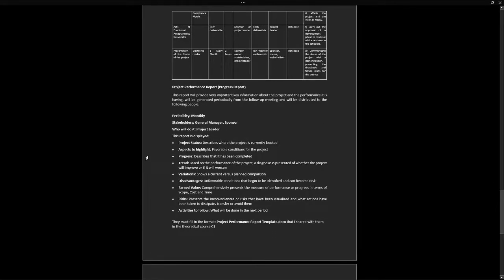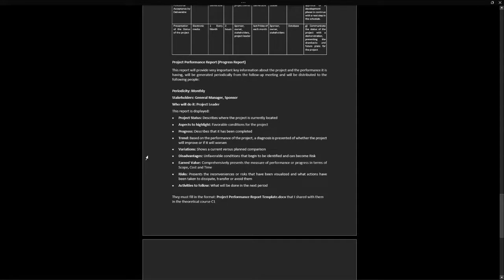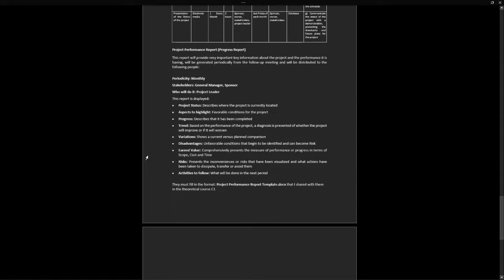Then we have the project performance report, or the progress report. This report will provide very important key information about the project and the performance it is having. This will be generated periodically from the follow-up meeting and will be distributed to the following people. Periodicity: monthly, so one in a month. The stakeholders: we have the general manager and also the sponsor. And who will do it? The project leader is in charge of doing this.